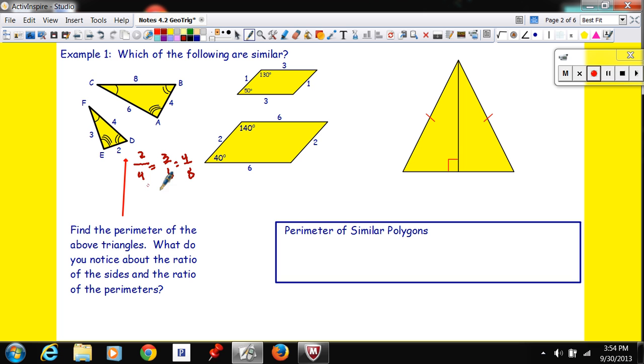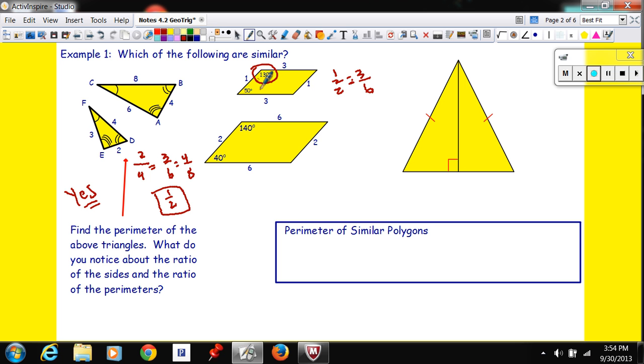That's definitely, all of them are going to reduce to 1/2. So that would be yes, definitely similar. They are the same angles and they all reduce to the same ratio. This one, they all have a 1/2 ratio, 1 to 2, and the other ones are a 3 to 6. So they all reduce to a 1/2 ratio.